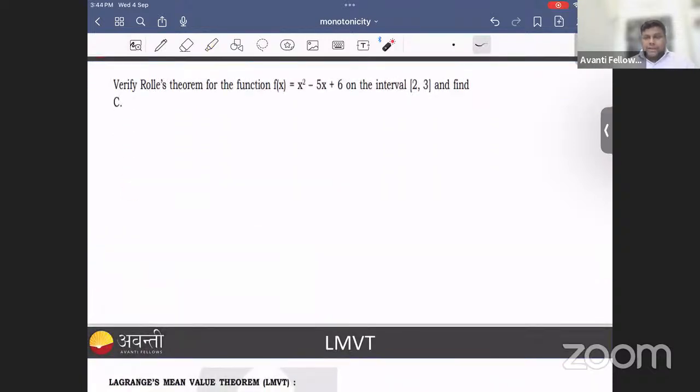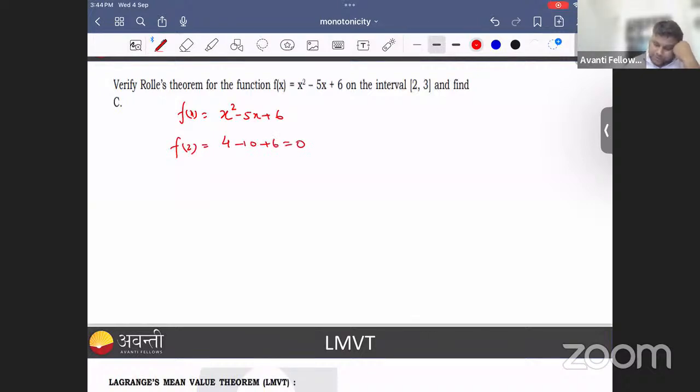Now, they are asking us to verify Rolle's theorem for this function. Tell me one thing. f(x) is given to you as x square minus 5x plus 6. What is f of 2? f of 2 is 4 minus 10 plus 6. That is going to be 0. What is f of 3? 9 plus 6 minus 15. This is again going to be 0. So, f of 2 is equal to f of 3.